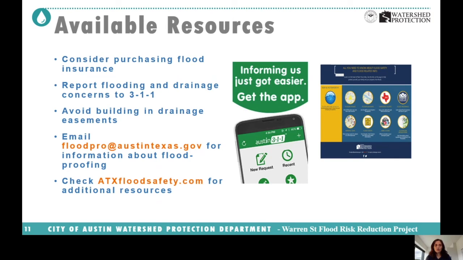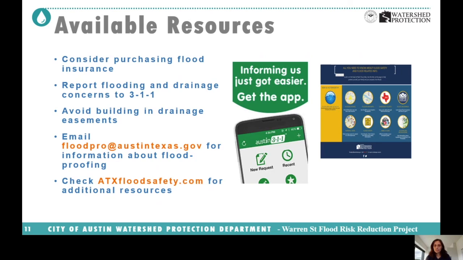Lastly, I just wanted to share some of the resources that we have for flooding. Consider purchasing flood insurance, even if you are not in the floodplain or have not flooded before. I think it's a good thing to have. If you ever see or experience flooding, or have any concerns about drainage, please call 311. There is also a phone app that you can use to lodge a complaint. We look at all the complaints that we get from 311 and try to address them. So I encourage you all to do that.